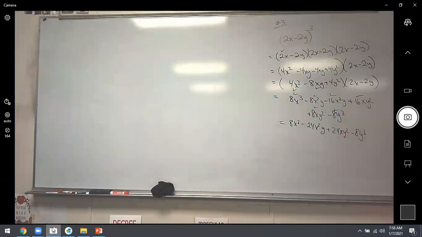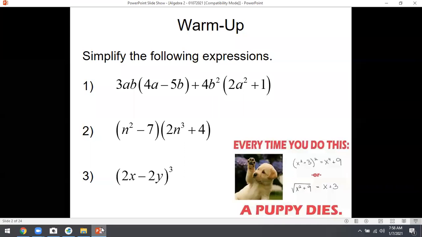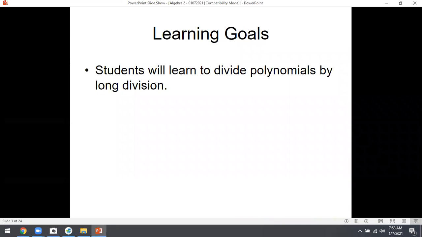All right. So there is how you're going to do any distribution or addition or combining like terms. That's a good review of what section 4.3 was about.